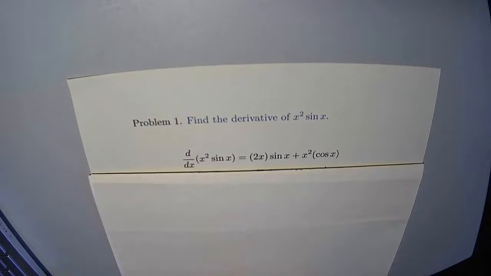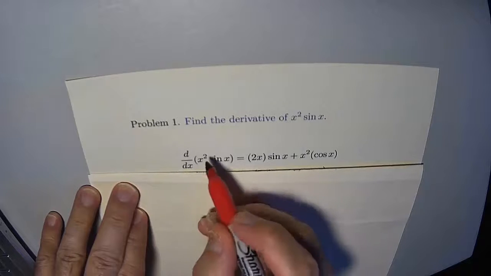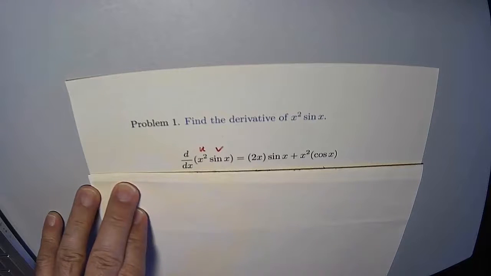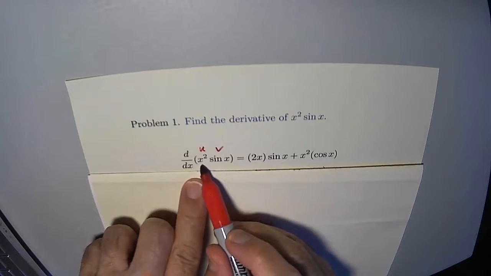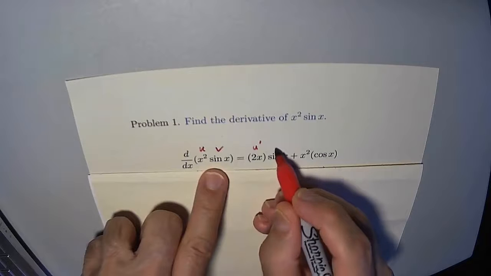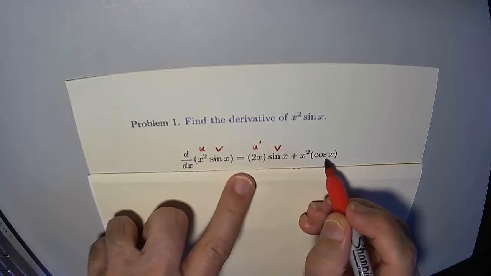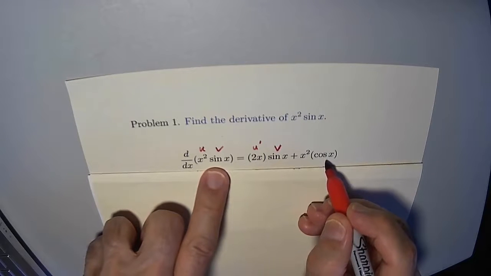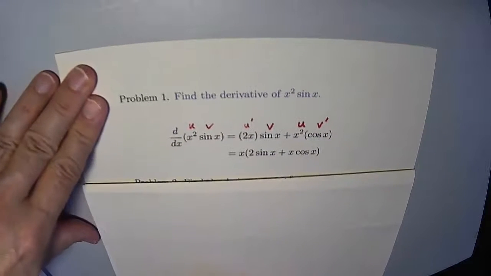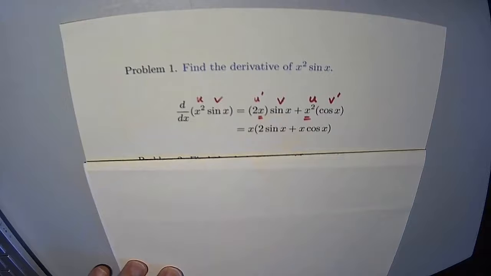The first problem is x squared sine x. We want to take the derivative of that. Let's call one of these two functions u, it doesn't matter which, and then the other is v. According to the product rule, we take the derivative of the first, derivative of u, times v, sine x, plus the first function u times the derivative of the second function. Derivative of sine x is cosine x, so that's v prime.